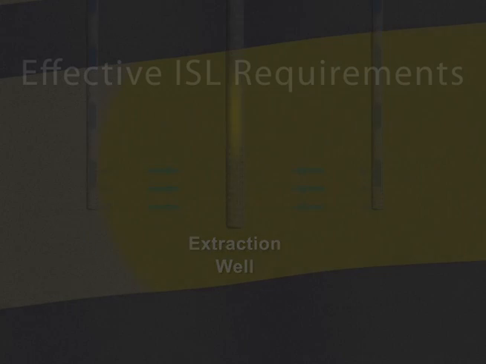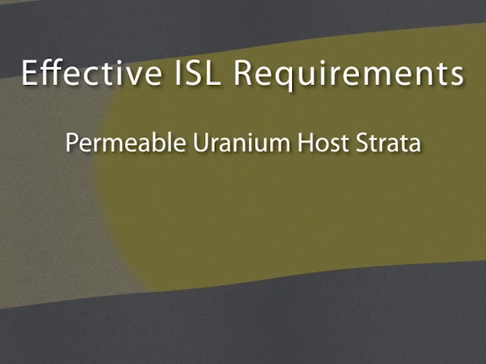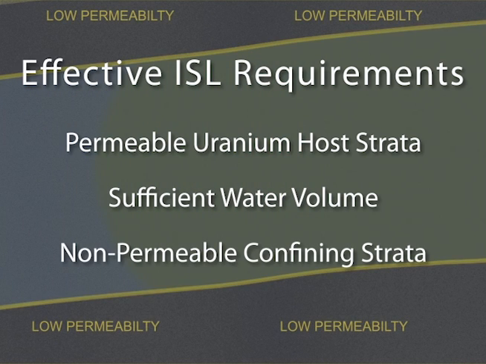For ISL to be effective, the strata that host the uranium mineralization must have suitable permeability so that the fluids can be moved through the deposit. There also must be sufficient groundwater so that the pumping can be sustained for the duration of the ISL operation. Confining units above and below the deposits are typically present to control the movement of the injection fluids so that they contact the uranium ore body and do not migrate into other portions of the aquifer that are not part of the ore body.